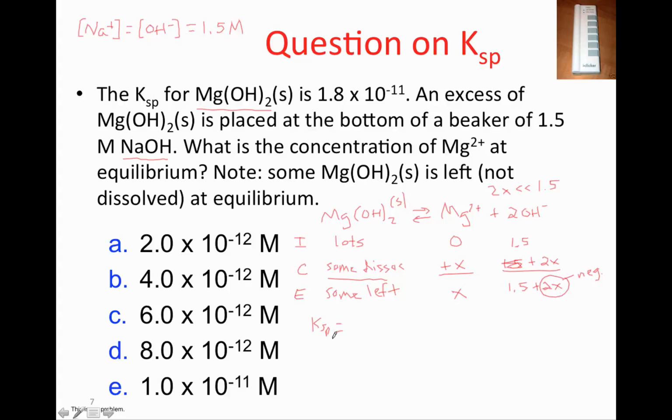And so what I'm going to write here is KSP is equal to, let's see, the concentration of the magnesium 2 plus times the concentration of the hydroxide. And this is equal to x times 1.5 squared. And this doesn't look like it'll be very hard to solve. I'm just going to take the value of KSP, I've got it right here, divide it by 1.5 squared, and that should give me x. Let's see what I have. So I have 1.8 times 10 to the minus 11, and I'm going to divide that by 1.5 squared, and I get 8 times 10 to the minus 12.